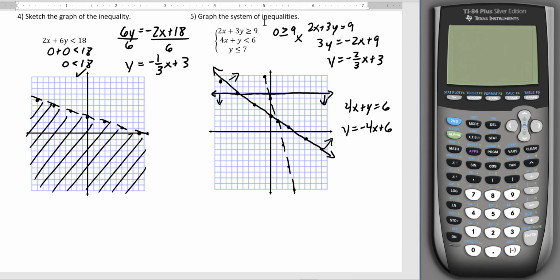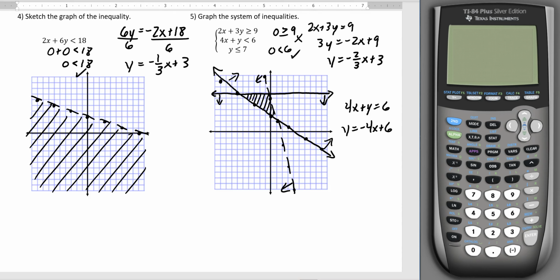Okay, and when I plug in 0, do I get a true or false statement? 0 is less than 6. That is true. So that means this dash line will shade towards 0, 0. So looking at the overlap section, I need to be below y equals 7, and then between these two, so it's going to be this little triangle right here. That would be my shaded region.